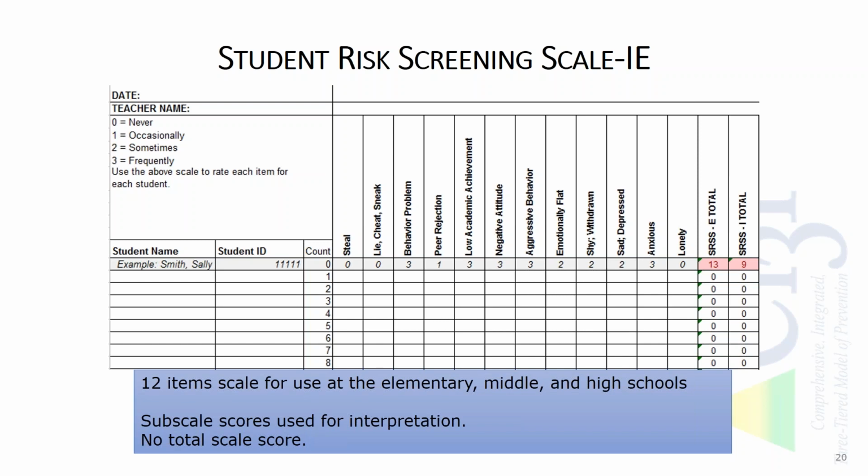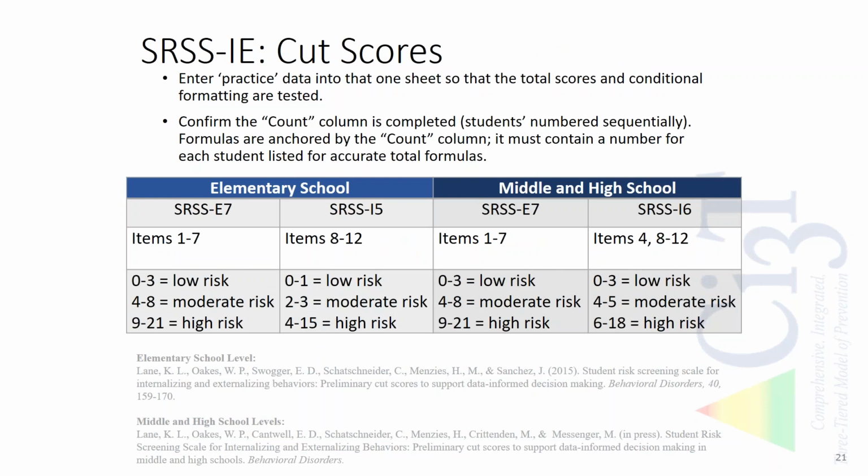And this is just 12 items. And teachers, again, independently look at each student's behavior. There's no rank ordering here, but they simply score students using a 4-point Likert-type scale, in which teachers indicate anywhere from never, occasionally, sometimes, and frequently, how often students demonstrate these specific behaviors.